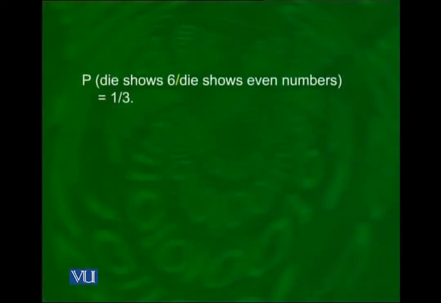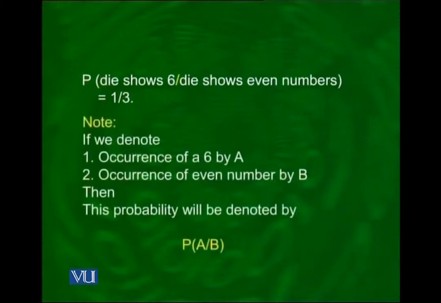As you now see on the screen, the probability that you get a 6, given that the number is an even number, is equal to 1 over 3. Note that the slash is read as given that. After the slash, we write the event whose information we have. If we denote the occurrence of a 6 by A and the occurrence of an even number by B, then this probability will be denoted by P of A given B.